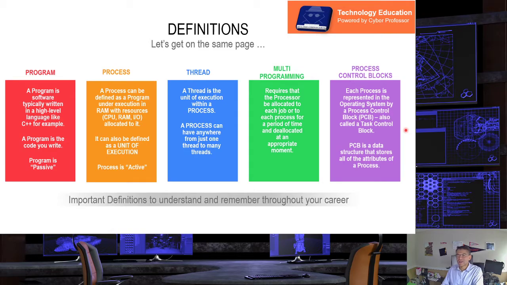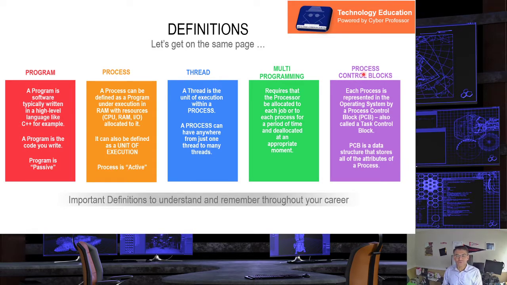Multi-programming is another concept that we need to understand to be on the same page, and multi-programming requires that the processor be allocated to each job or to each process for a period of time and then deallocated at an appropriate moment.